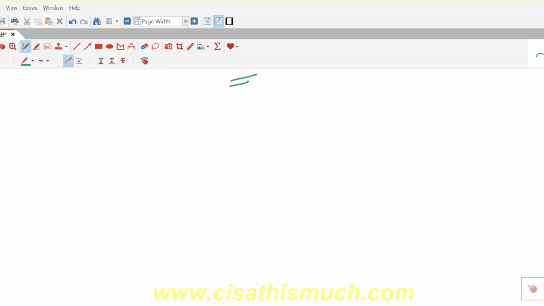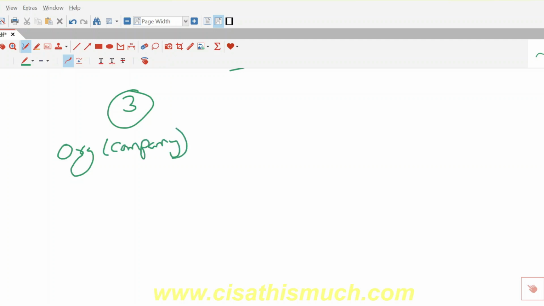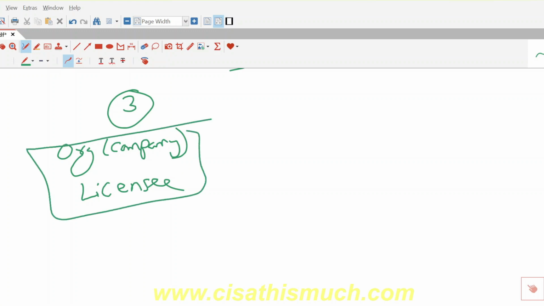So before getting into the main topic, we will understand the background of the need for this agreement and who are the parties involved. There are three parties involved when we study this term escrow code agreement. The first party is the organization, the company. We would call this the licensee. Okay, this is the first party.